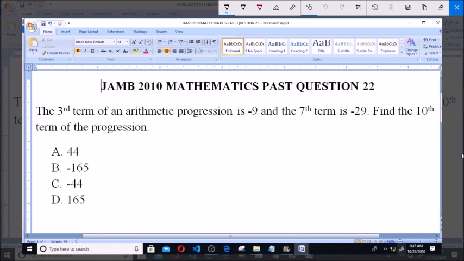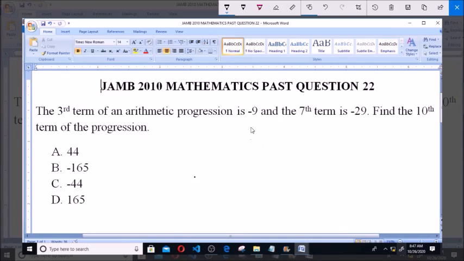The third term of an arithmetic progression is minus 9, and the seventh term is minus 29. Find the 10th term of the arithmetic progression. A 44, B minus 165, C minus 44, and D 165.